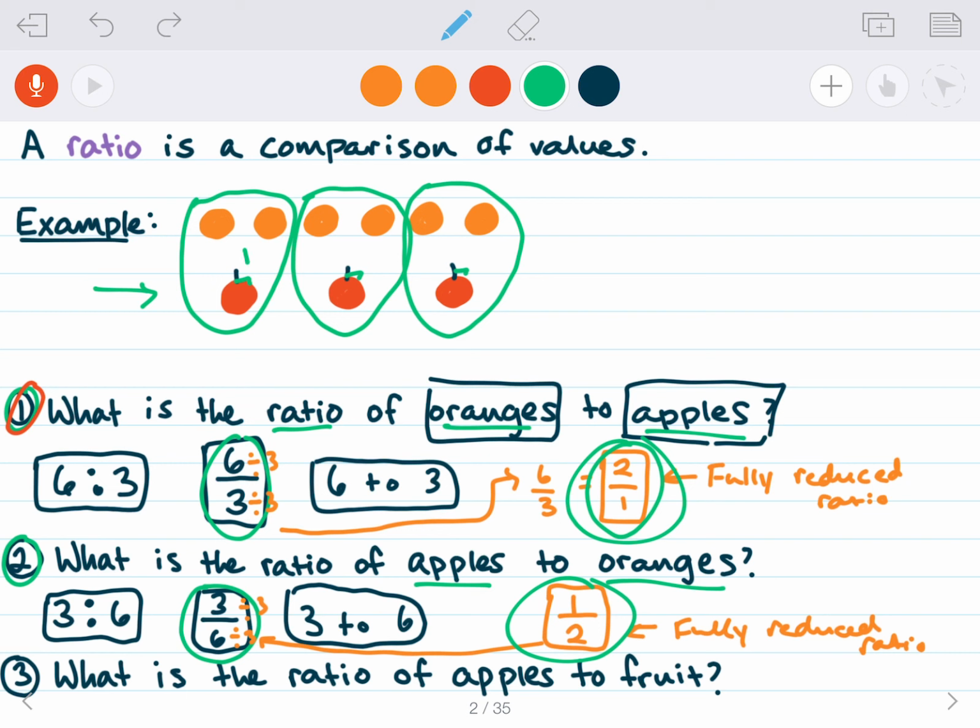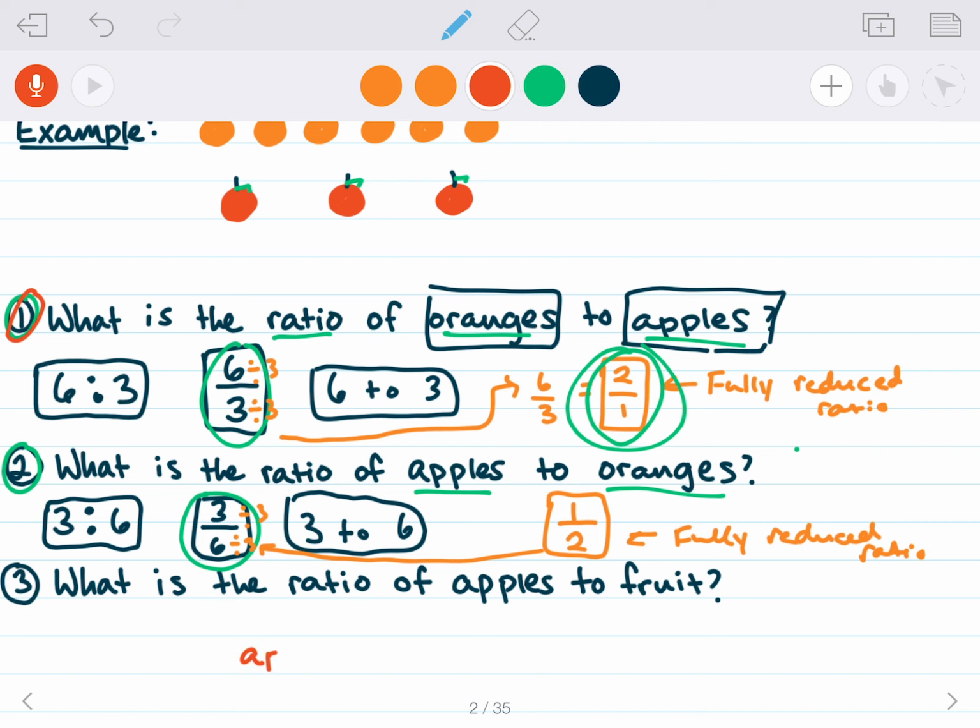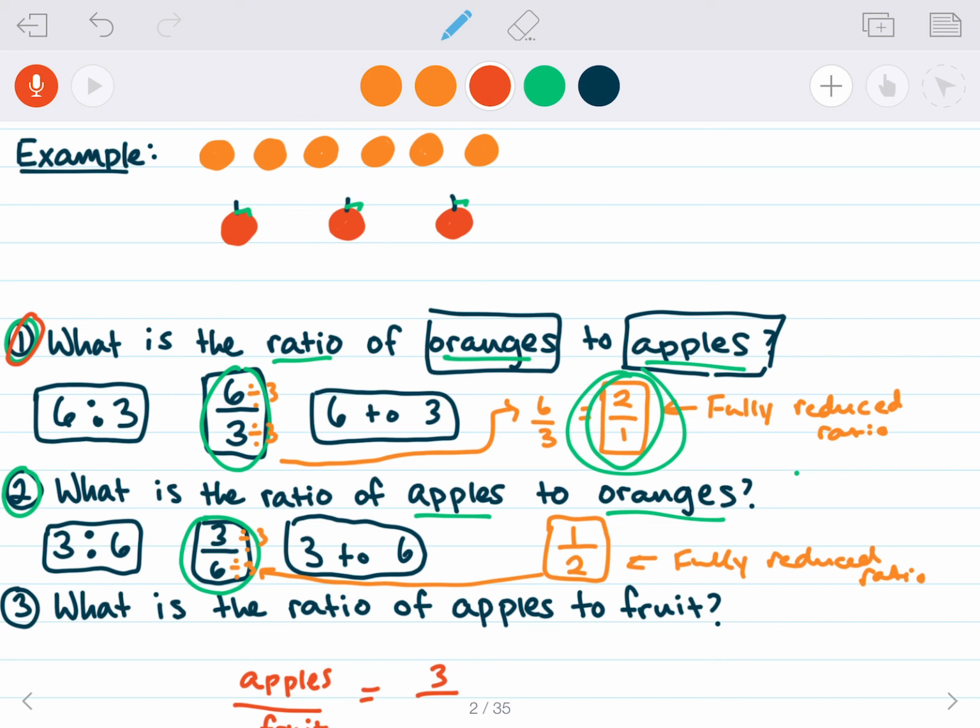What is the ratio of apples to fruit? All right, so I'm just going to write this as a fraction. So we have apples on top, fruit on bottom, apples to fruit. So count how many apples there are. There are 1, 2, 3 apples. Count how many fruit there is. So, we're counting all of the fruit. 1, 2, 3, 4, 5, 6, 7, 8, 9 pieces of fruit in total. Apples and oranges. And then we can reduce this completely.